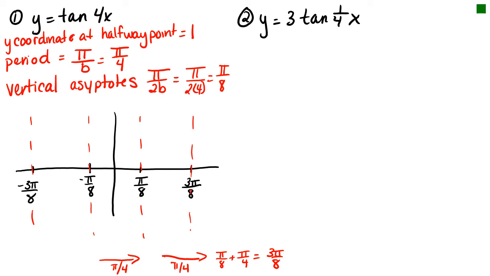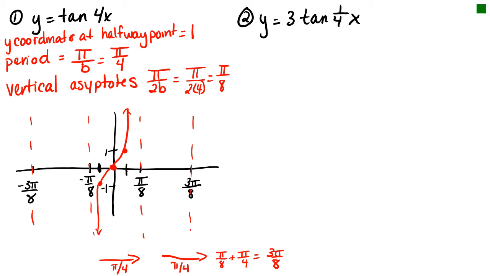So the middle swish, I know this is going to be at 0, 0. The halfway point would be here and here. I know I'm going to be at 1, so 1 and negative 1. So I'm going to put a dot here, a dot here, and then I'm going to draw my swish.